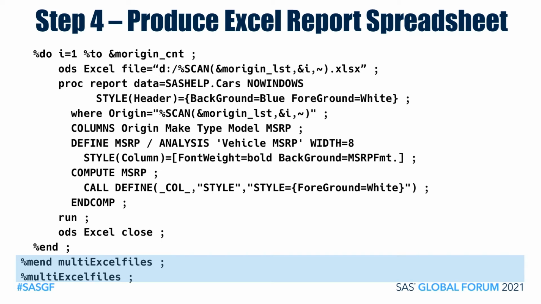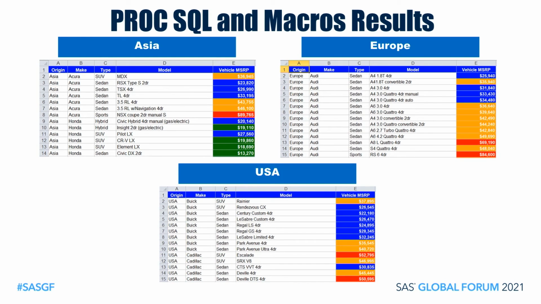And then we tell it we're going to end our macro routine, multi-Excel files, and then when we want, we can specify or trigger the routine by specifying percent multi-Excel files wherever we want. And the result is going to be three distinct separate Excel spreadsheets, one for Asia, one for Europe, and finally, the last one for USA.